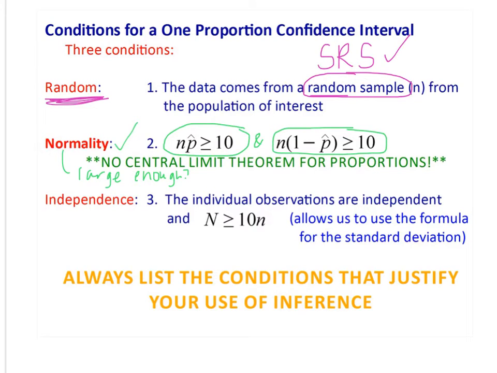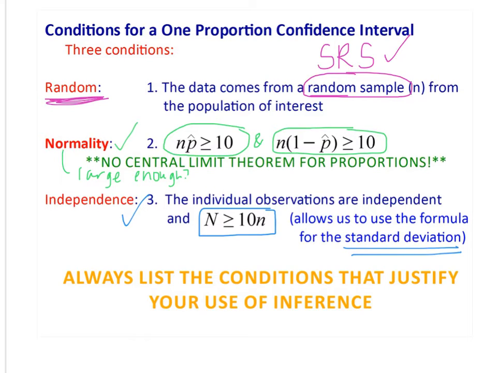last two chapters. Remember, there's no central limit theorem for proportions. I can't do that n is greater than or equal to 30. That's only for means. The last condition is what we just talked about, the independence condition, or that the population is at least 10 times as large as my sample. If this condition's met, I can use that standard deviation formula. So we have to check these conditions, and I have to list them to justify my use of inference and to justify making an interval.